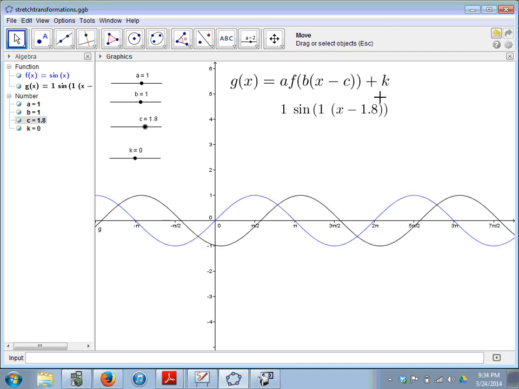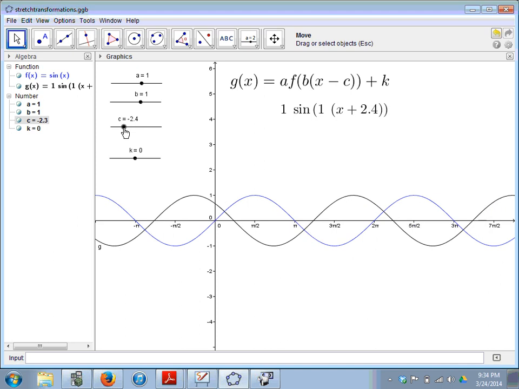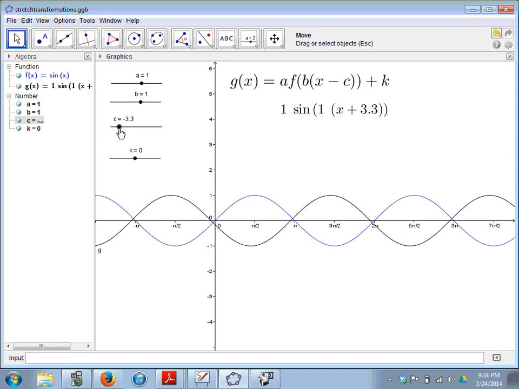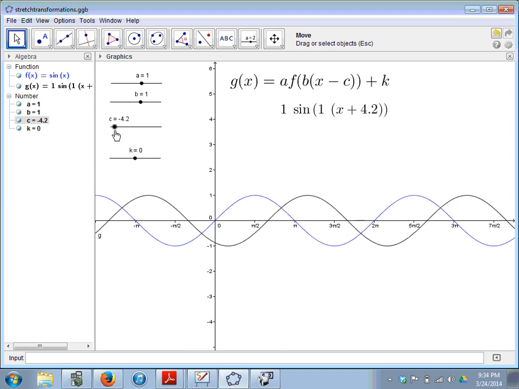Now notice on the equation part of this, if it's x minus 1.8, take a look at what's actually happened to the graph. It's shifted to the right. And again, that's just that old phrase of inside the function is opposite. So if it's minus C, that moves it to the right. If on the equation you notice it becomes positive values, take a look at where the graph is moving. It's moving to the left.